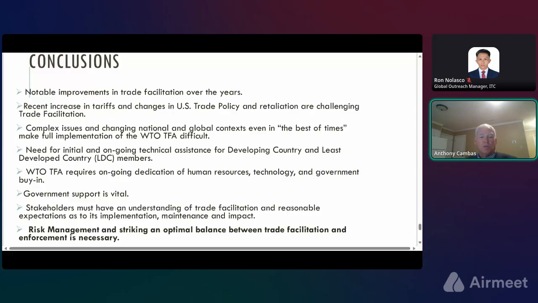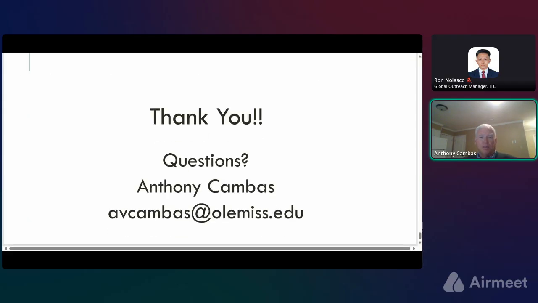So using risk management, but also on the government side. Government agencies that enforce trade need to strike an optimal balance between facilitation and enforcement. Take into account the economic impact on the companies, and the companies involved in trade need to take into account how their activities impact what customs and other government agencies are doing. And I think that's it.